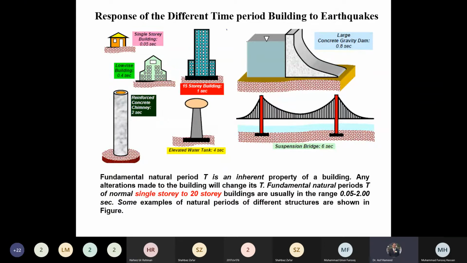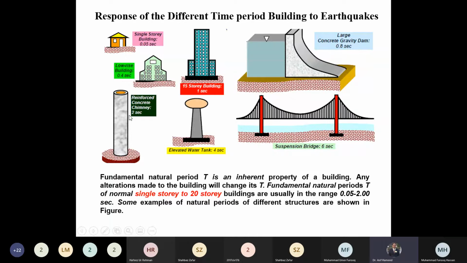To design the structures for the earthquake loading, the important parameter is the time period of the structures. So you should have a rough idea about the time period of the different types of structures. In this slide, the time periods of different types of structures are given. For example, a single story building has a time period of 0.05 to 1 second. For a low rise building, 4 to 5 stories, the time period can be 0.4 to 5 seconds. For high rise buildings, we have empirical formulas, but the rough idea is time period equals the number of stories divided by 10.